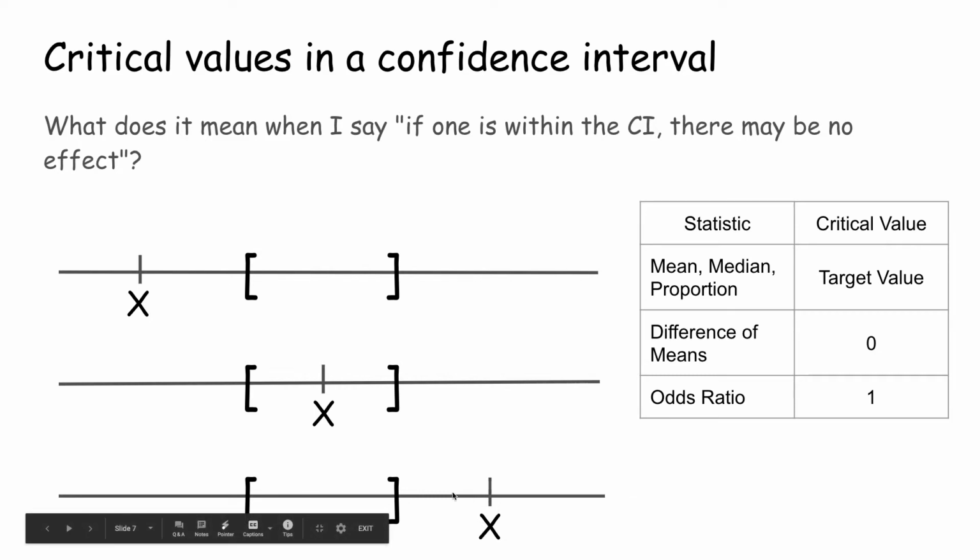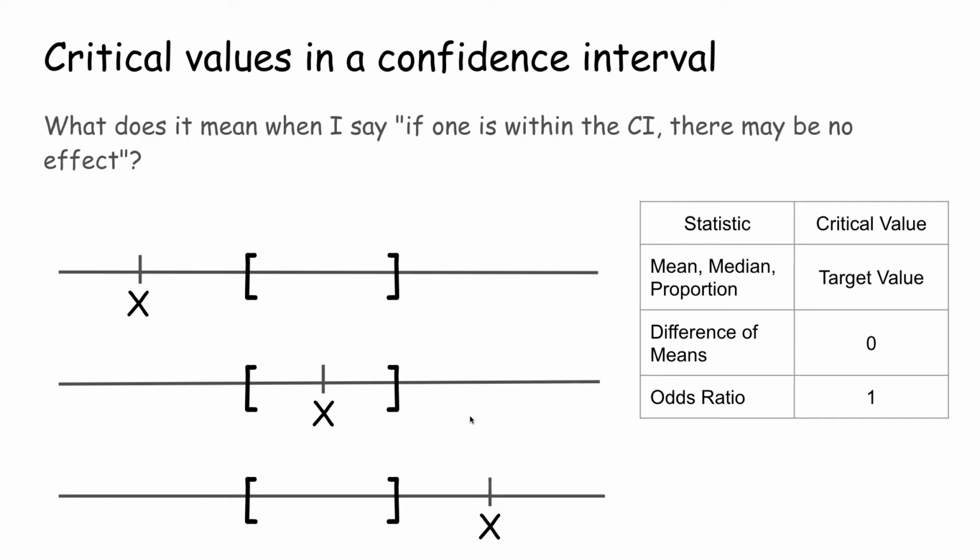If our confidence interval is entirely below 1, so maybe it's from 0.25 to 0.75, then we know that the intervention makes the outcome we're interested in 25 to 75% less likely than it otherwise would be.